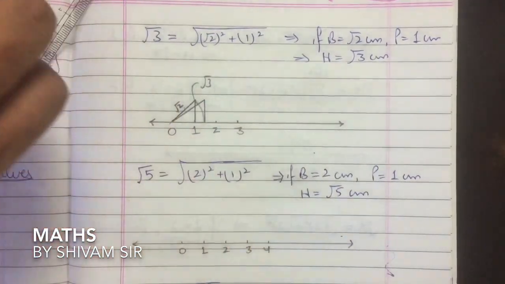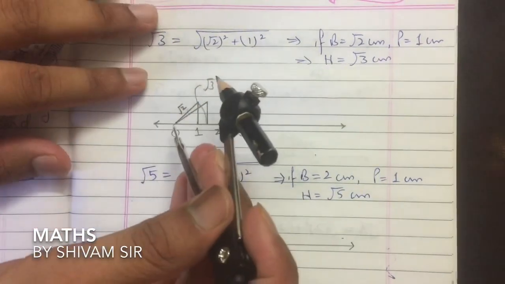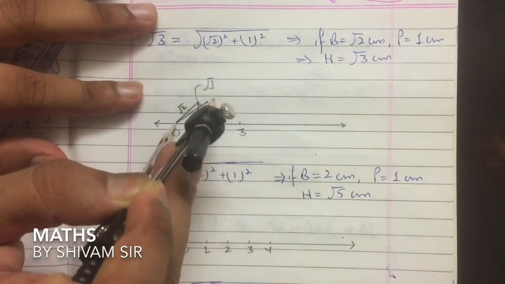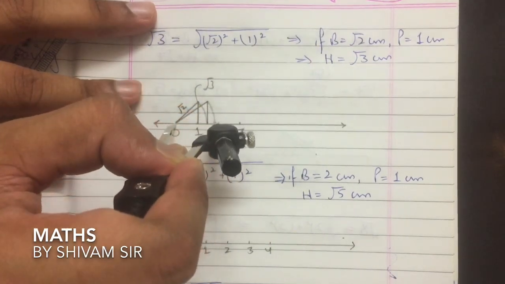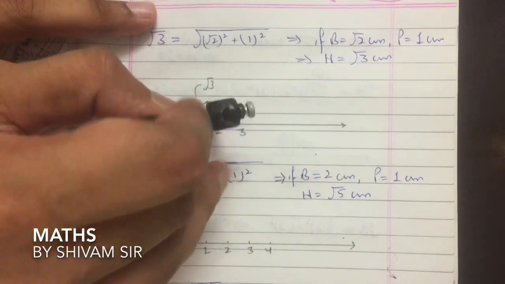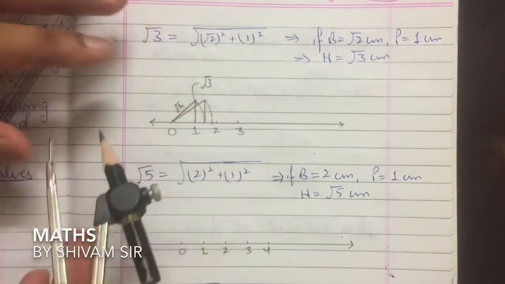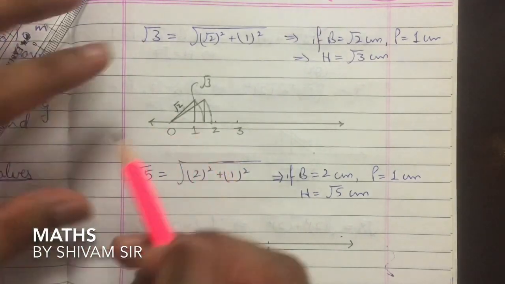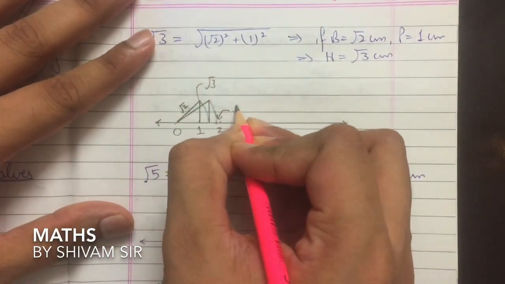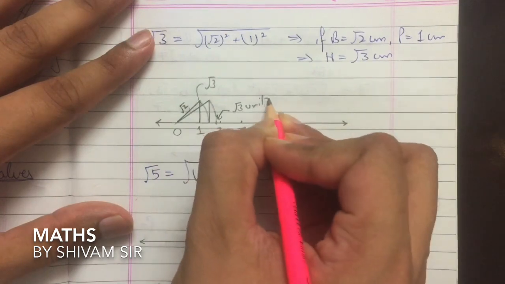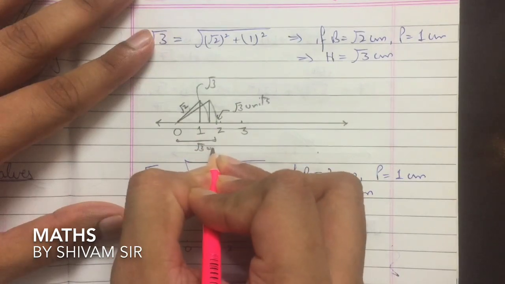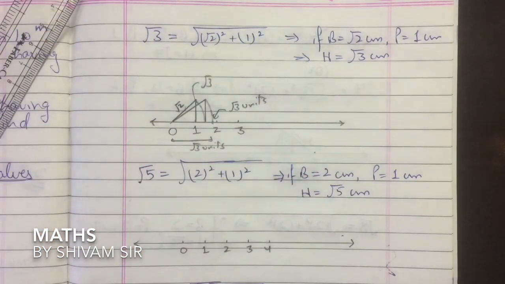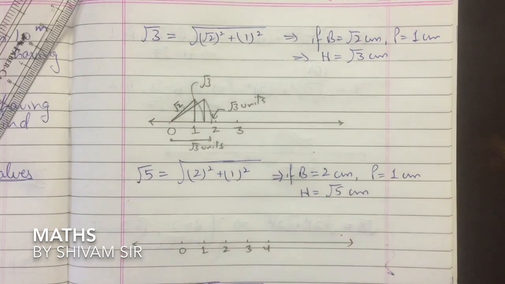So open the compass and put the compass needle on this point O. Open it up to this hypotenuse length and cut an arc of this distance on this number line. The point where this arc intersects this number line will be root 3 units. This distance is root 3 units from the origin. So next let's draw root 5 on number line. So root 5 can be written as 2 square plus 1 square.